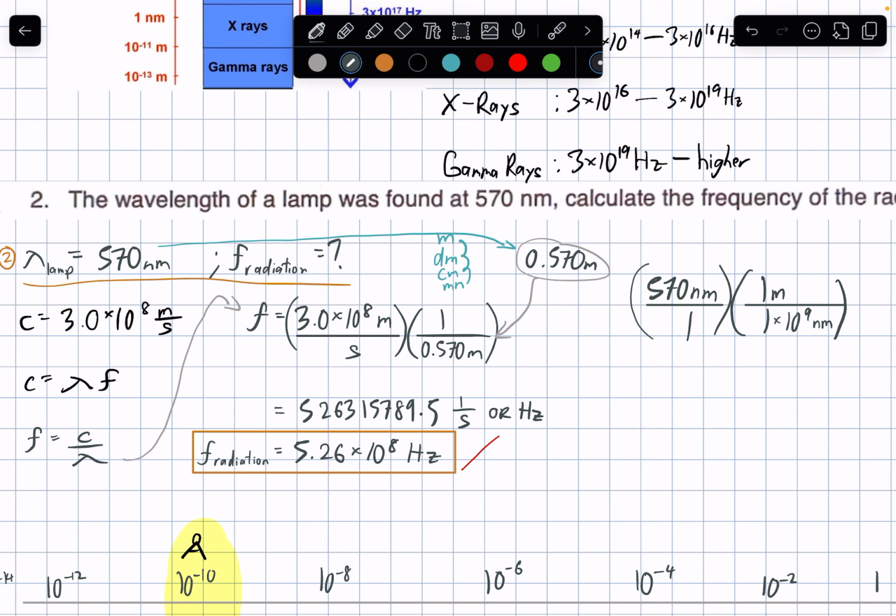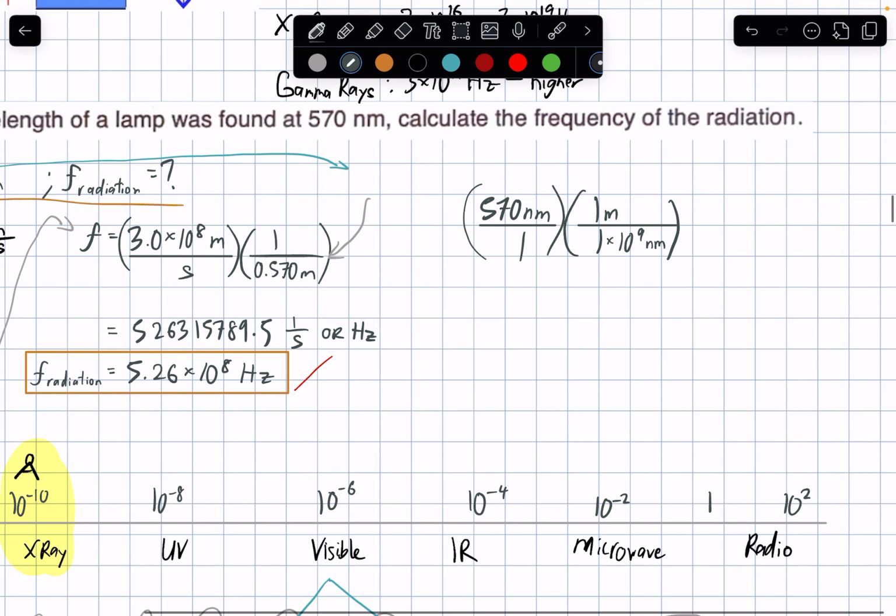So it appears that this one might be wrong. Good thing I was able to catch it now. My mistake earlier was I perceived this to be in millimeters. It was supposed to be in nanometers. So this is not correct. Correction: 570 over 1 times 10 raised to 9, that is 5.7 times 10 raised to negative 7 meters.